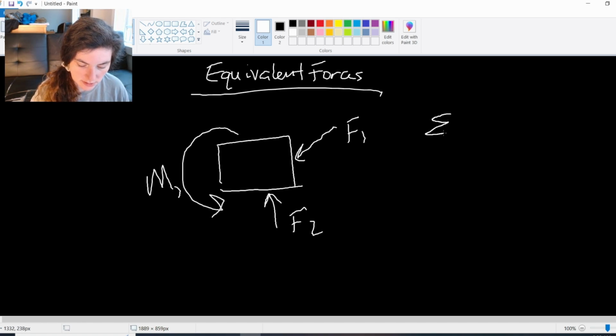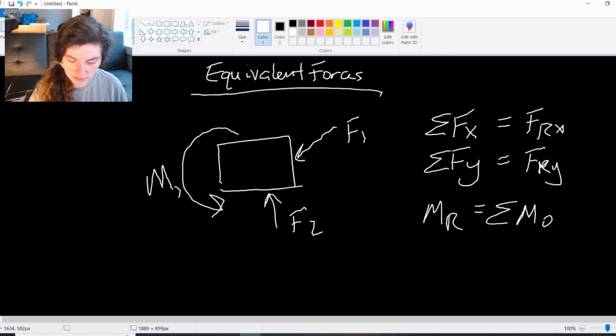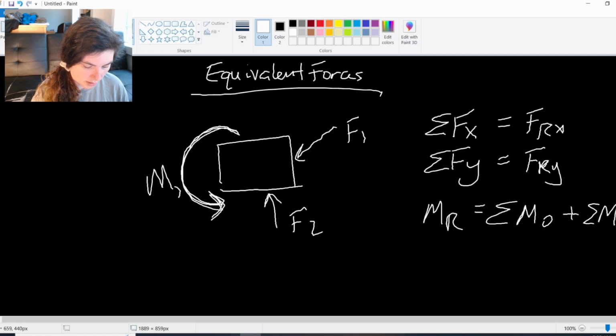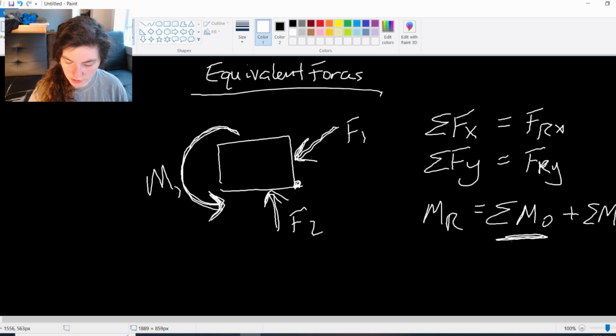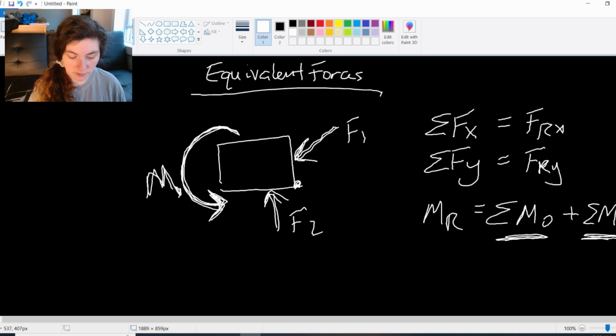Just how we found resultant forces, by taking the sum of the forces in the x direction, that gives us the x component of our resultant force, and the sum of forces in the y direction gives us the y component of our resultant force. Now we'll also introduce this resultant moment, which is just the sum of all of the moments about a point, plus the sum of any moments that just exist in the wild, like this one acting on this body, right? So we would take a moment about a point for each of the forces, and that would go in our first term, and our second term would just be adding in any moments that are actually acting on the body itself. And so we'll usually see these in 3 different types of contexts.